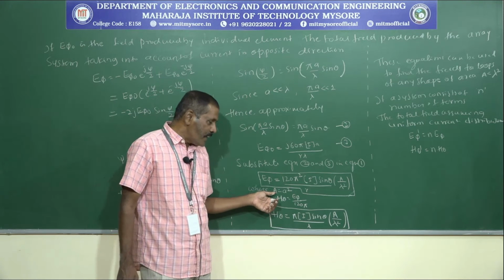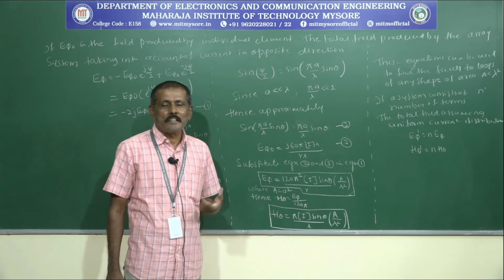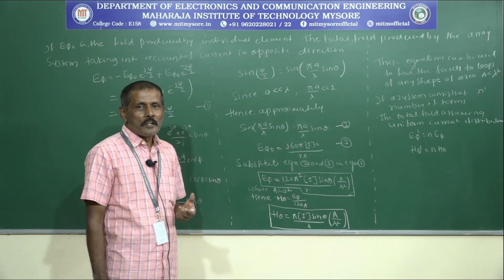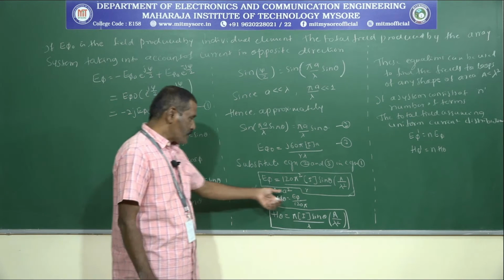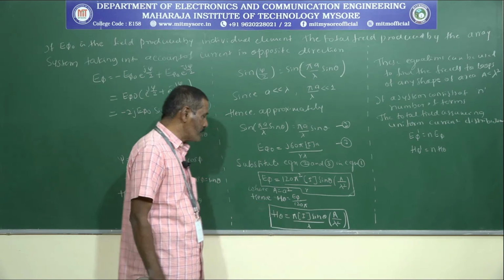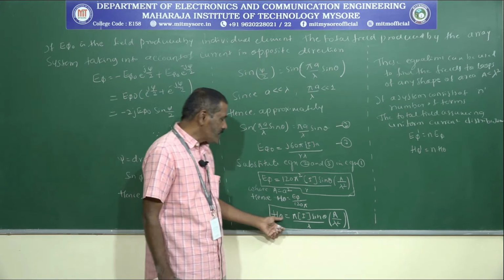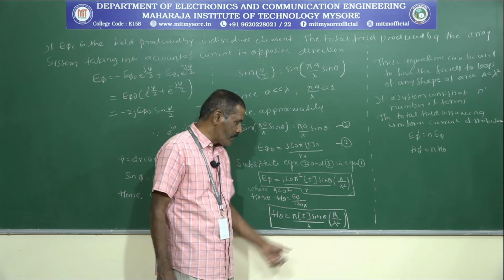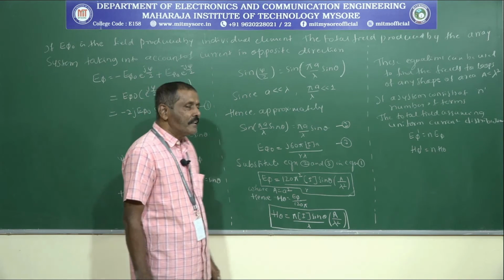where the area is equal to a square, because each individual side has length a. So area is equal to a square. Hence H theta is equal to E phi divided by 120 pi. Then H theta is equal to pi I sin theta into A by lambda square divided by lambda.